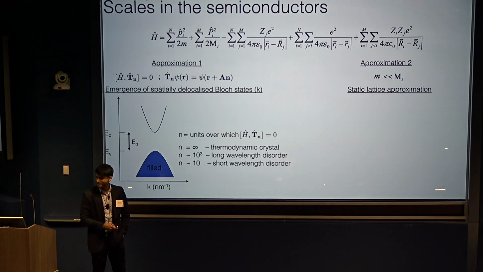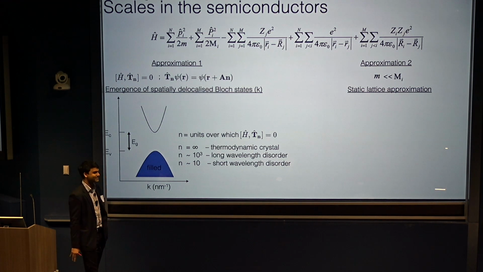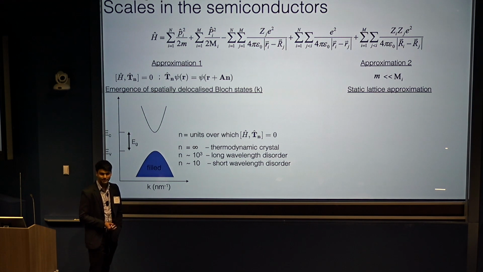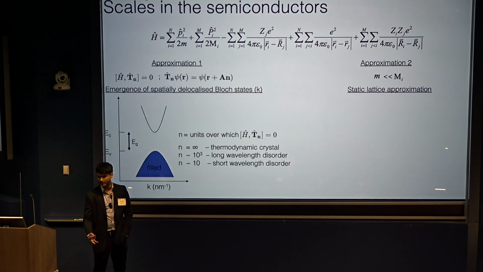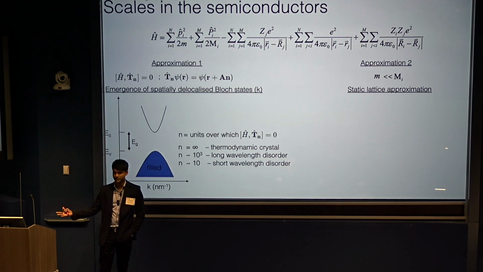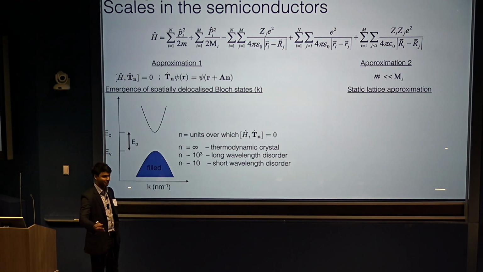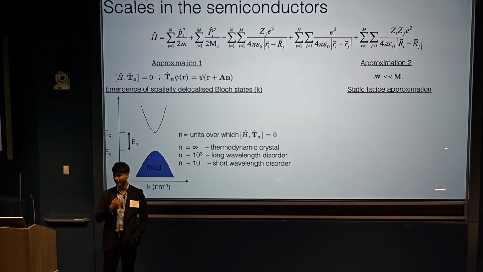So n would be on the order of half a nanometer, for those who are interested. But it's, of course, system dependent. But what's neat about this is that the n equals infinity limit is what we call the thermodynamic crystal. But you can, of course, have deviations from that. So you can say that, OK, n is just about 1,000. So I move 1,000 lattice sites and things are the same, but after that, something changes. And of course, this grant has been focused on a very interesting kind of disorder, which is on the scale of n equals 10.